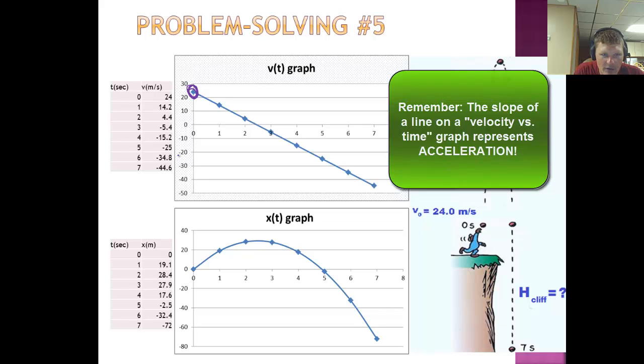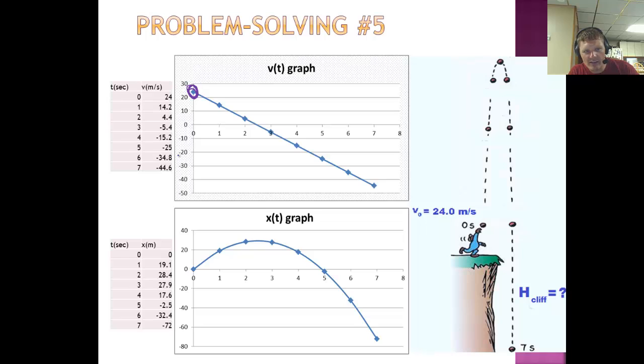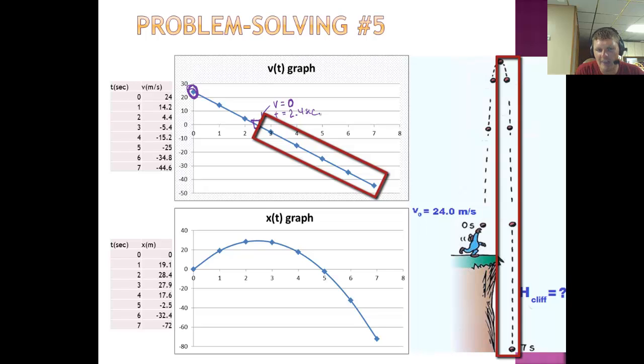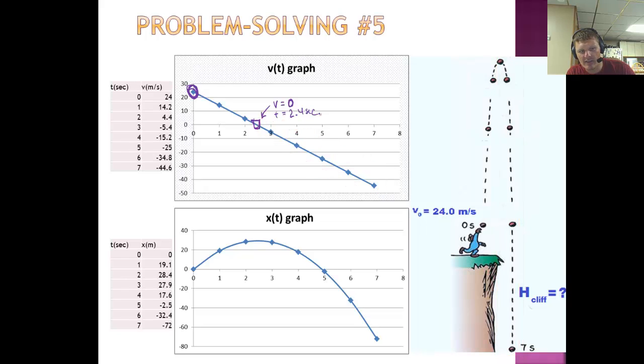Notice that the velocity of the rock is 0 right around the t equals 2.4 mark right here, meaning that at 2.4 seconds, the velocity of the rock was 0. It changed directions and started falling back down towards Earth's surface. And then from 2.4 seconds on, notice that the velocity of the rock is negative, and its velocity is now increasing in the negative direction as it falls towards the ground below the cliff. As we already calculated, the velocity of the rock just before it strikes the ground at time t equals 7 seconds was about negative 45 meters per second.